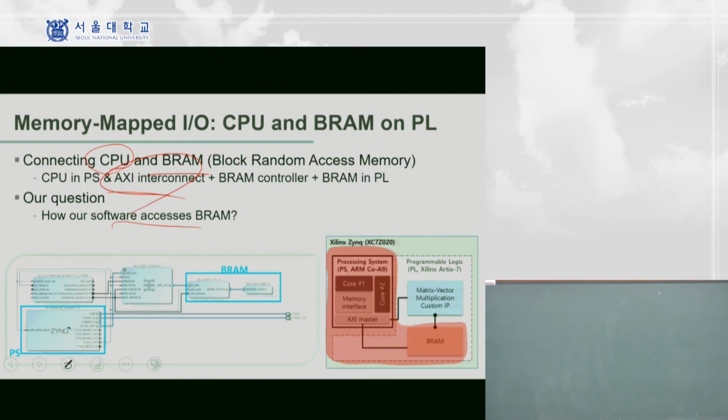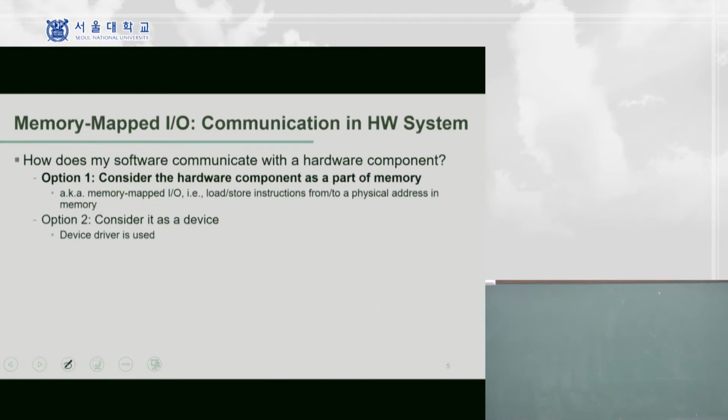Then we have a processing system here, and we have BRAM here. There are four different modules involved for software to access this block RAM. In the mechanism, there are two options we can do to access this block memory. Option one is to consider these hardware components as part of memory.